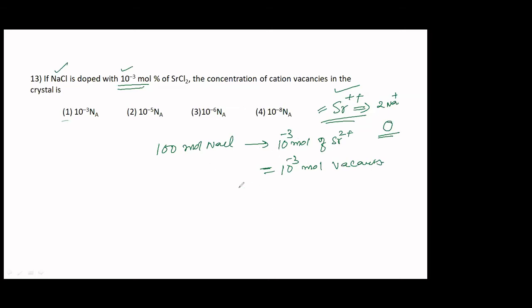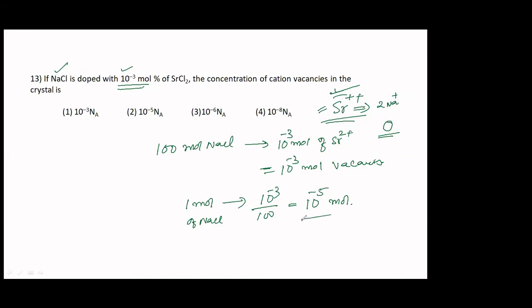So 100 moles has got this. 1 mole will have how much? 1 mole of NaCl should be equal to 10 to the power minus 3 divided by 100. It will be 10 to the power minus 5, isn't it? 1 mole of NaCl will have 10 to the power minus 5 moles of vacancies, or 10 to the power minus 5 moles of Sr2+ ions in the crystal.